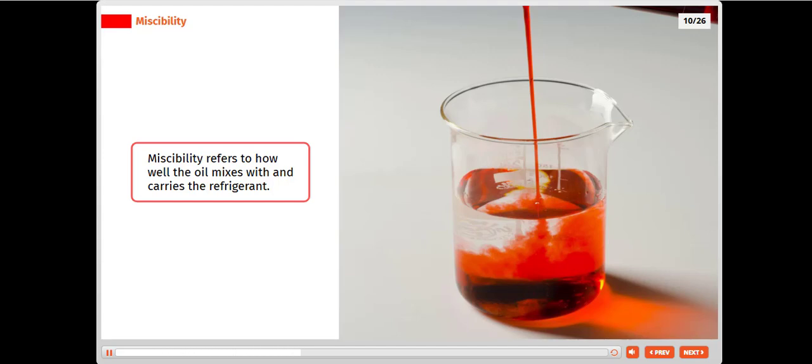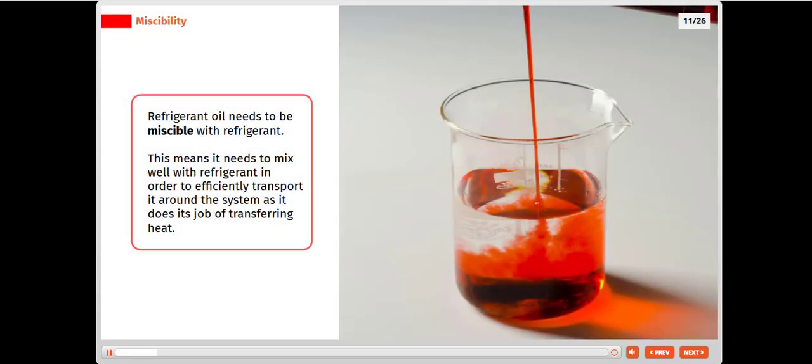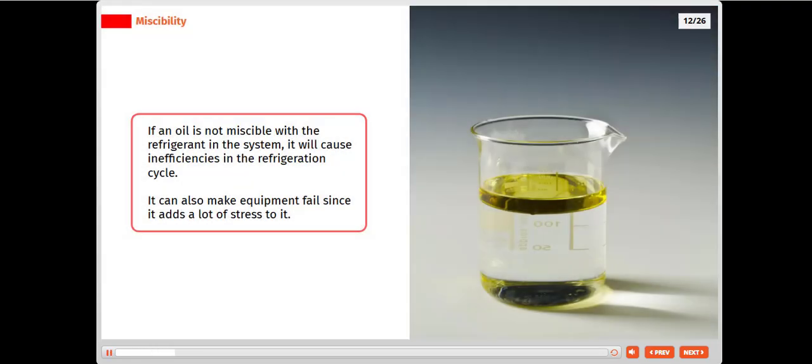Miscibility refers to how well the oil mixes with and carries the refrigerant. Refrigerant oil needs to be miscible with refrigerant. This means it needs to mix well with refrigerant in order to efficiently transport it around the system as it does its job of transferring heat. If an oil is not miscible with the refrigerant in the system, it will cause inefficiencies in the refrigeration cycle. It can also make equipment fail since it adds a lot of stress to it.